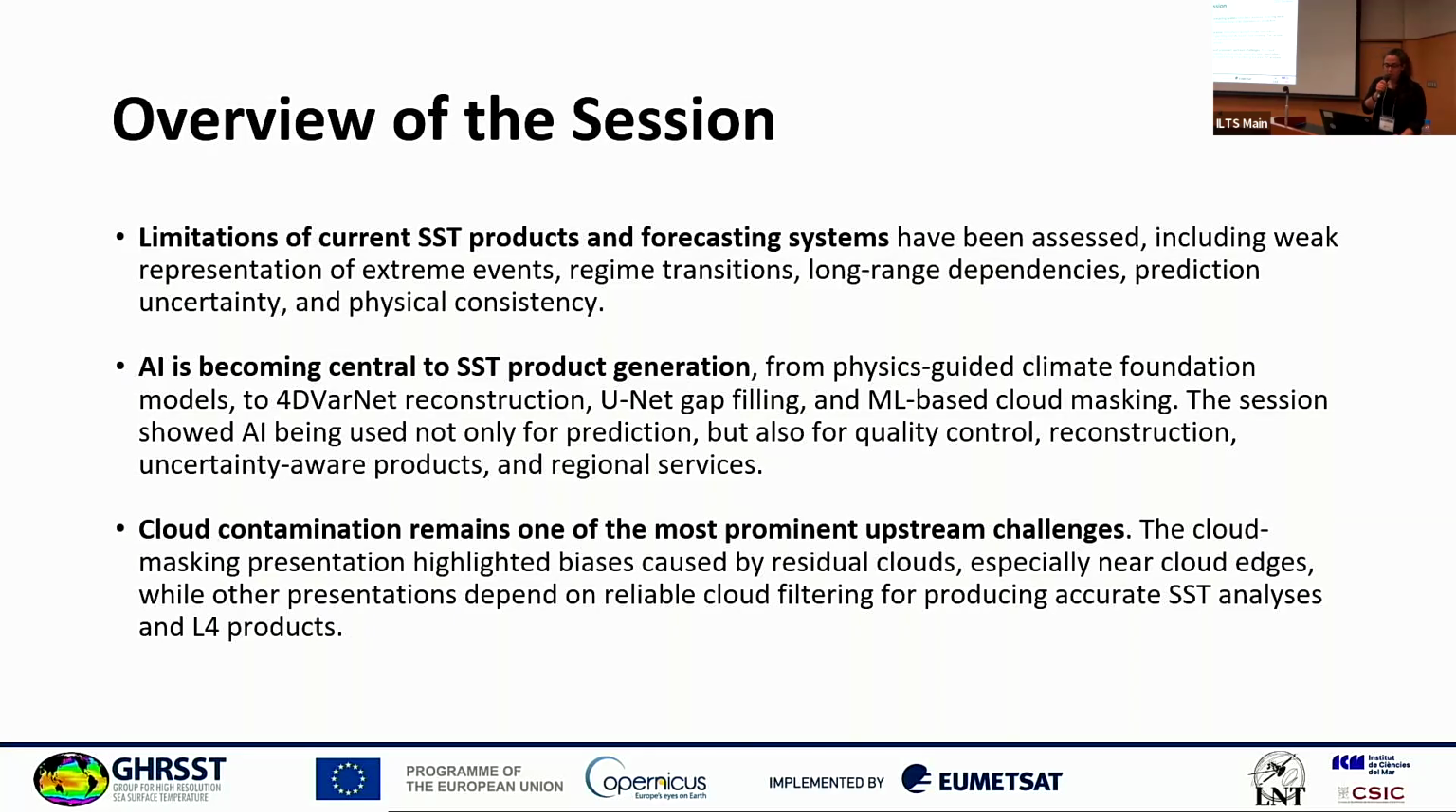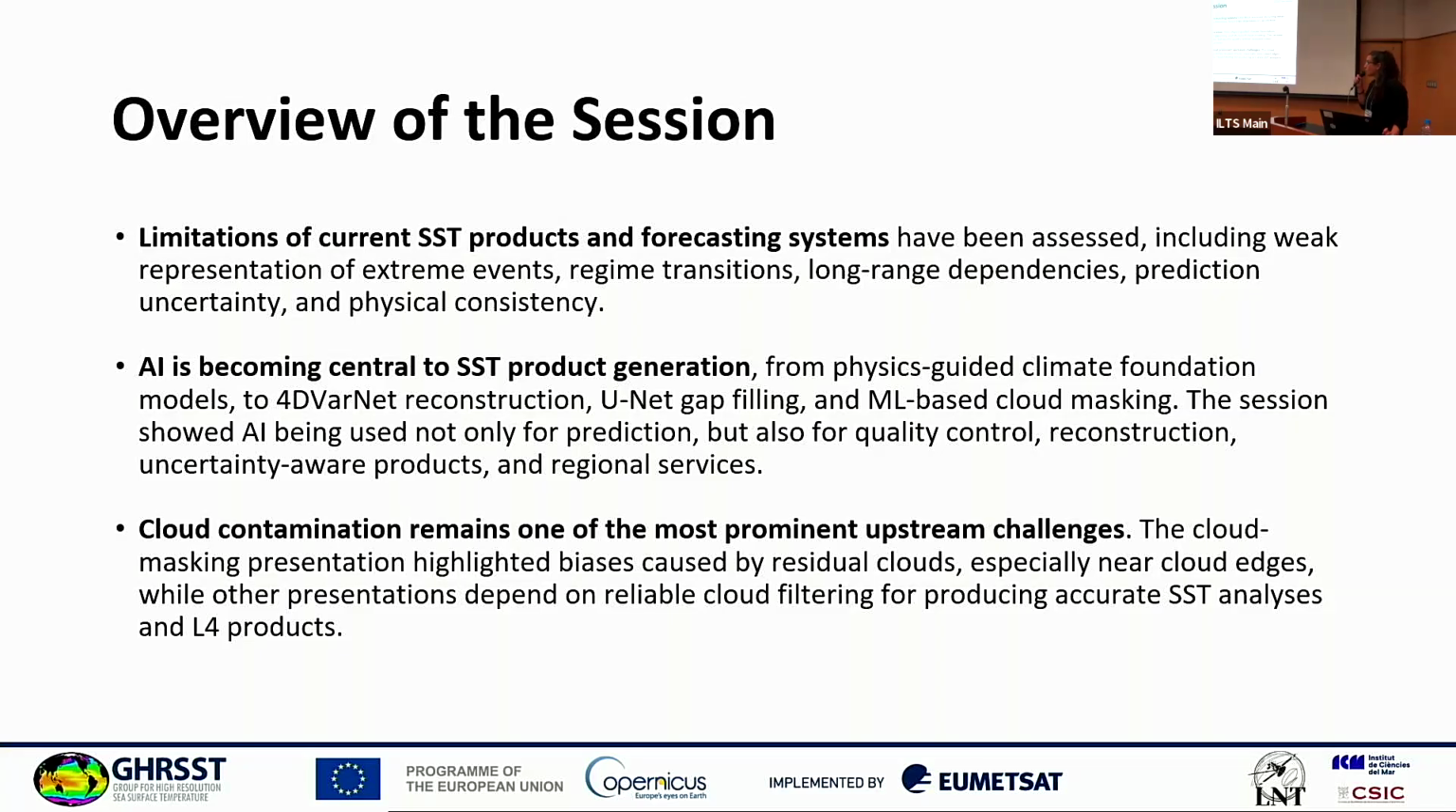So limitations of current SST products and forecasting systems have been assessed. This includes weak representation of extreme events, regime transition, long-range dependencies, prediction uncertainty, and physical consistencies. So it was clear that AI is becoming central to SST product generation.